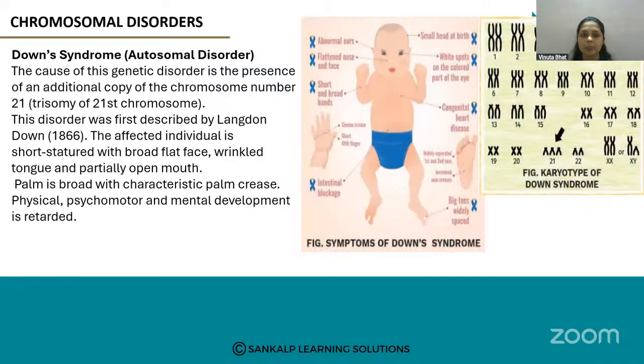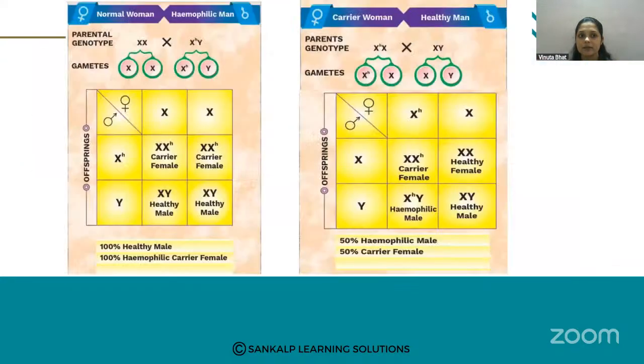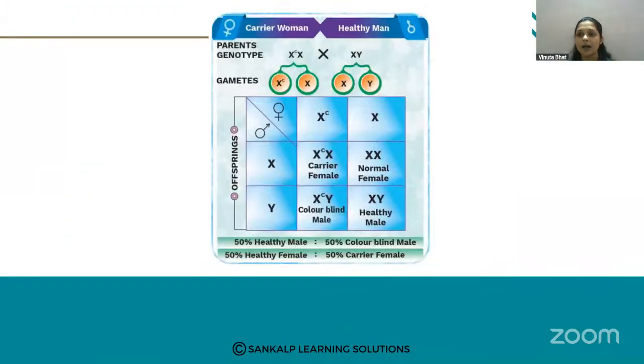Okay, yes. So these what we studied, these all are the Mendelian disorders. What we studied: sickle cell anemia, thalassemia, phenylketonuria, color blindness, and another one is hemophilia, right? So here some are autosomal recessive disorders and some are sex-linked recessive disorders.